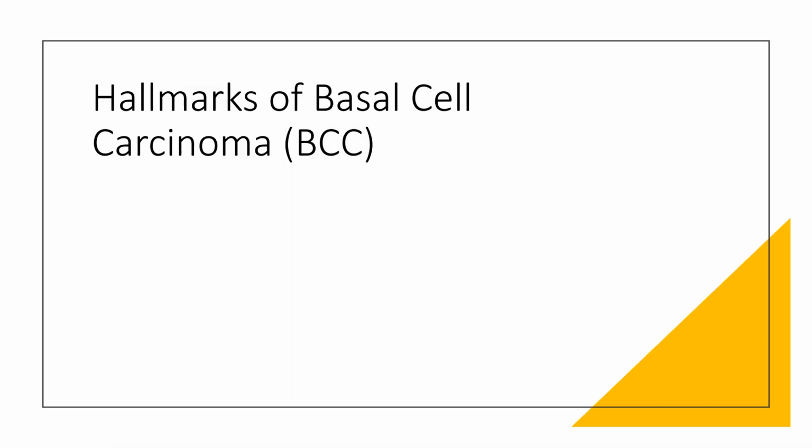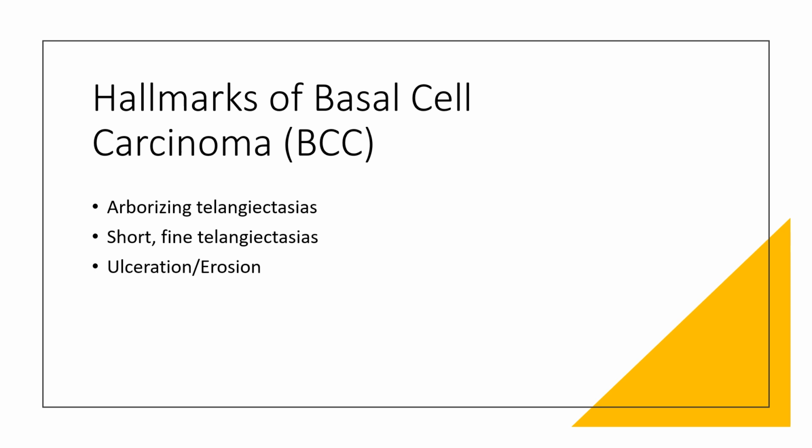The most important features of non-pigmented basal cell carcinomas fall into one of three categories. The first is vessel morphology. The second, presence of ulceration. And the third are shiny white structures, including patches, blotches, and strands. I'll also be covering important dermoscopic mimics for each of these categories.